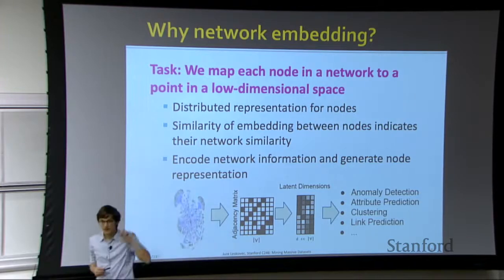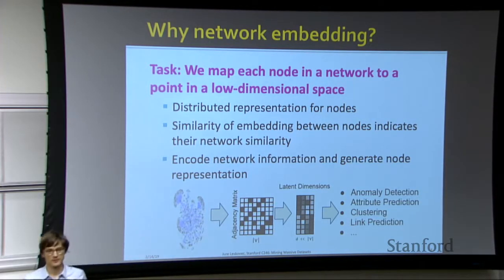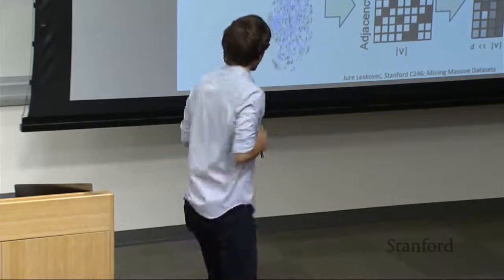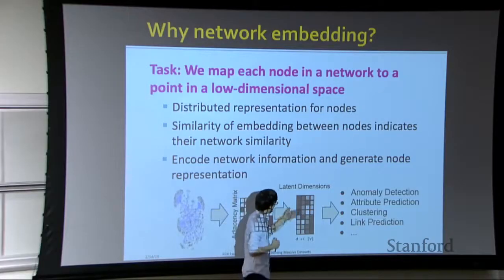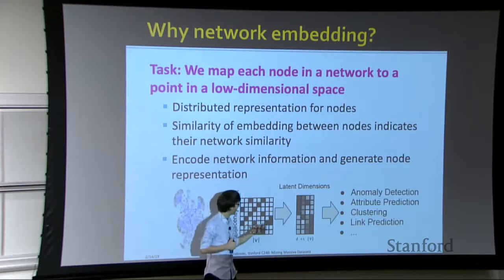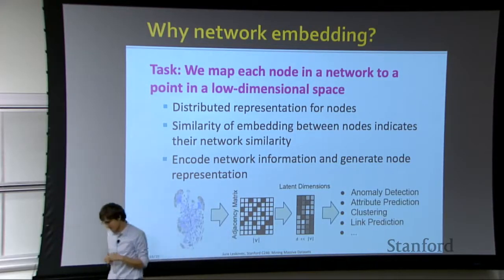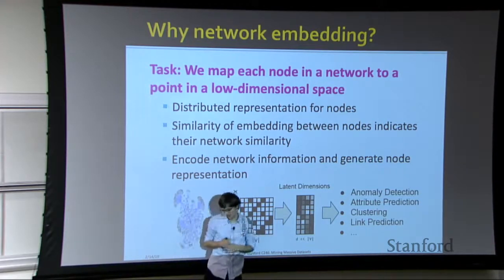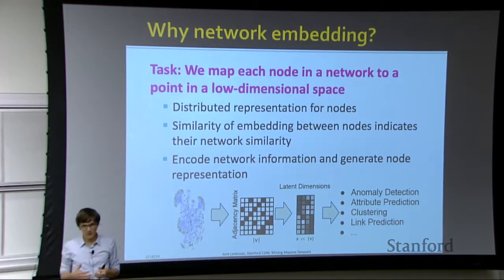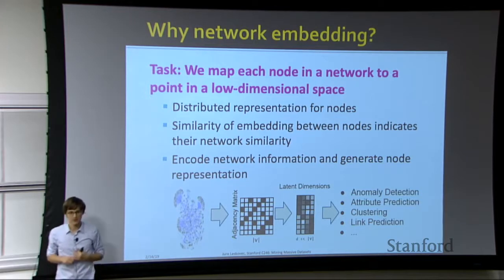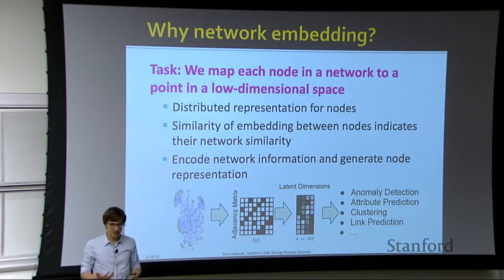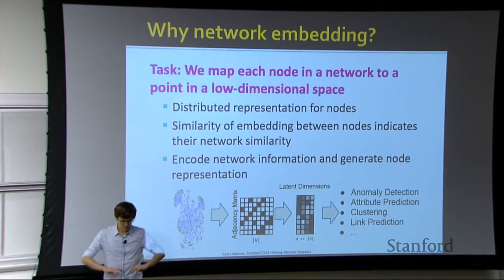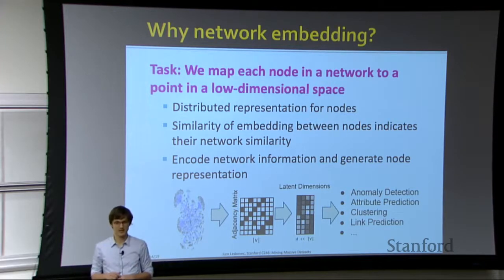Yes? Given the latent matrix, is it possible to recover the adjacency matrix? Great question. So the question is, we want to go this way. Can we recover it? In some sense, the answer is yes. And the trick for how we do these embeddings is this notion of self-supervision, where you can train the model without any labels, but the model supervises itself, right?